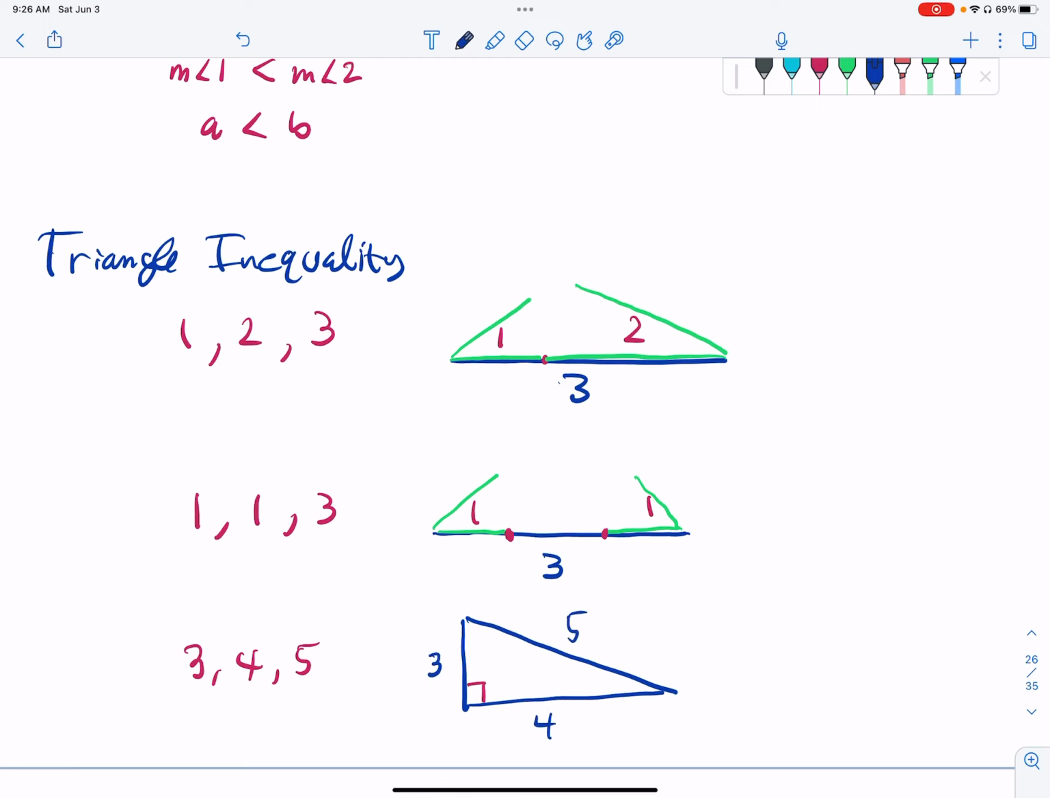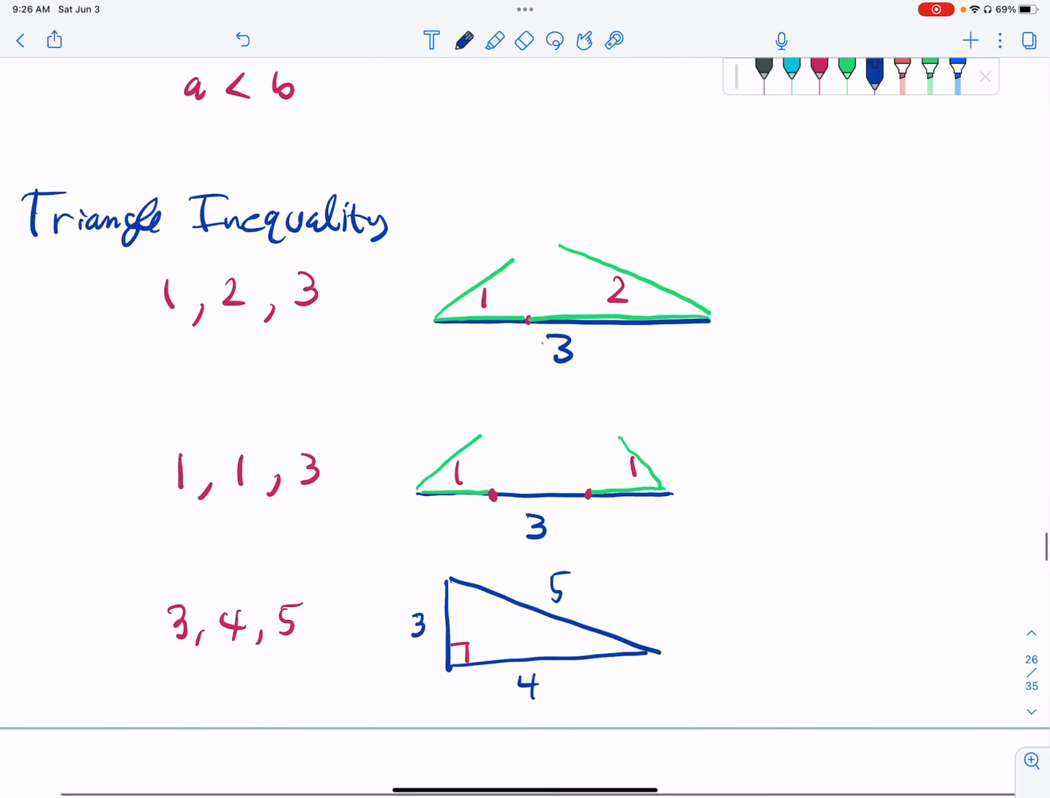And what makes this different from the other ones is the fact that if I were to take any 2 of the sides and add them up, I'm going to get something that's bigger than the third side. And it goes like this. Let's say, for example, I do 3 plus 4.